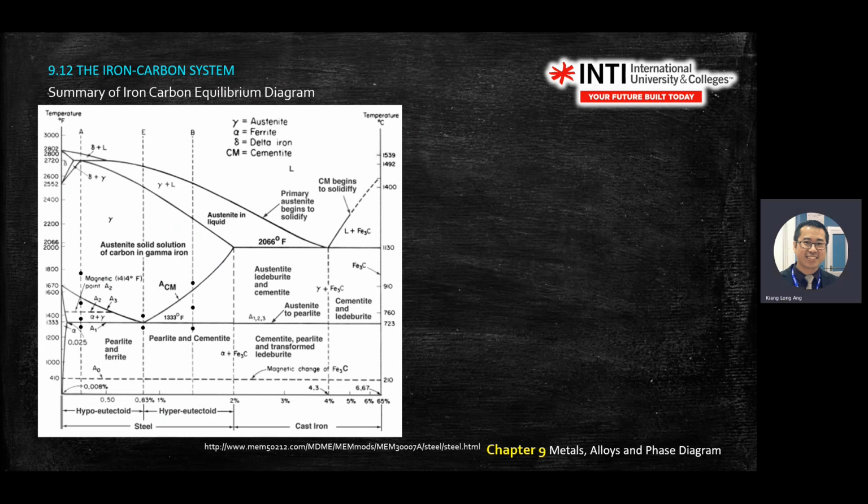Lots of information here. So when you do revision, you try to observe what regions you have, and the names of the phases. For example, the symbol gamma, what is that? Gamma is austenite, alpha is ferrite, delta is what? CM is cementite, and so on. And then where is the hypo, where is the hyper? Then after 2%, it becomes cast iron already. You add more than 2% carbon, you get cast iron.